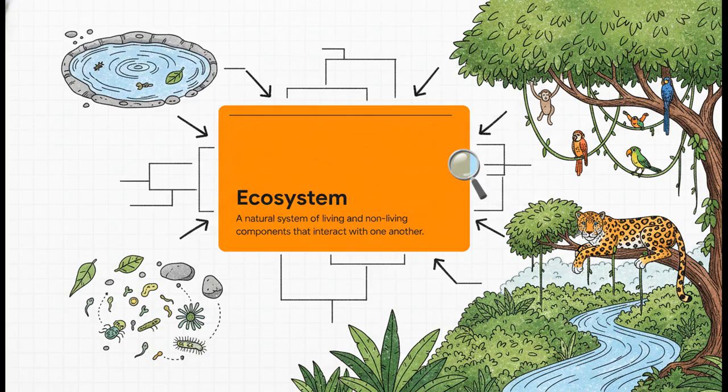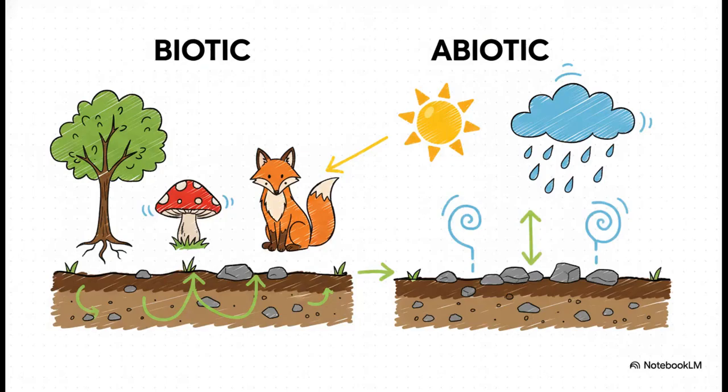And the scale doesn't really matter here. A puddle in your backyard can be an ecosystem just like the Amazon rainforest is. The real magic is all in that interaction. And what's so fascinating is how these two sides are in this constant conversation. You have the biotic or living parts, the plants, animals, fungi, and they depend completely on the abiotic, the non-living parts. Things like sunlight for energy, water to drink, soil for nutrients. It's this continuous back and forth that actually makes the whole system tick.